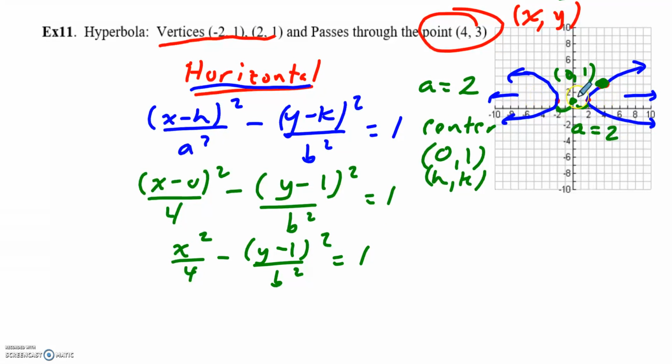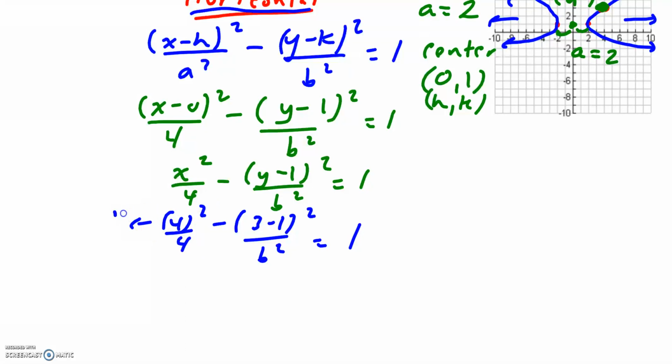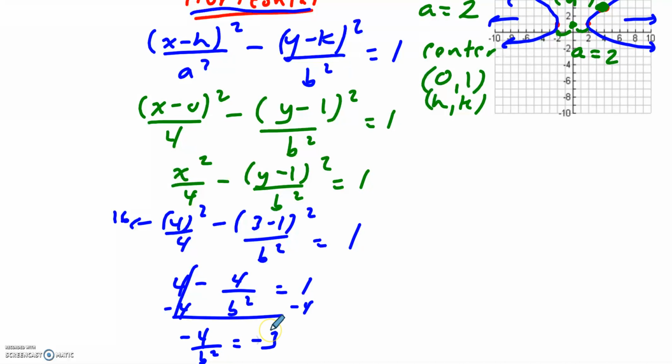Because again, I don't know the foci, I can't do the Pythagorean theorem. So let me plug in 4 for x. So I'd have 4 squared over 4 minus y is now 3 minus 1 squared over b squared equaling 1. I'm just going to keep moving down here. 4 squared is 16. So 16 divided by 4 is just 4. Minus 3 minus 1 is 2. 2 squared is 4 over b squared equals 1. If my goal is just to figure out what b squared is, we can subtract 4 from both sides. We'd have negative 4 over b squared equals negative 3.